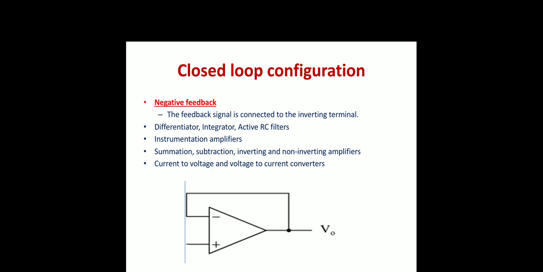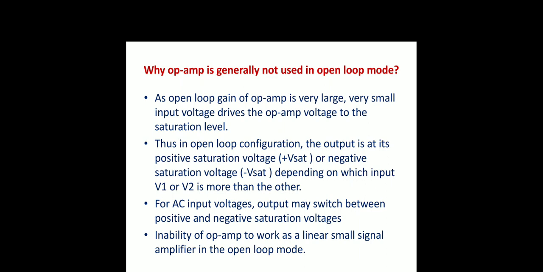Again, in negative feedback, feedback signal is connected to inverting terminal shown in figure. Typical applications of these configurations are differentiator, integrator, active RC filters, instrumentation amplifiers, summation, subtraction, inverting and non-inverting amplifiers, current to voltage or voltage to current converters, etc. Generally, op amp is used in closed loop configuration and not in open loop configuration.